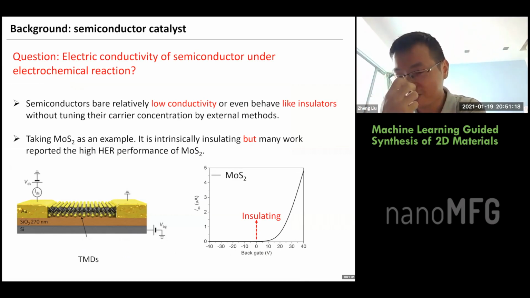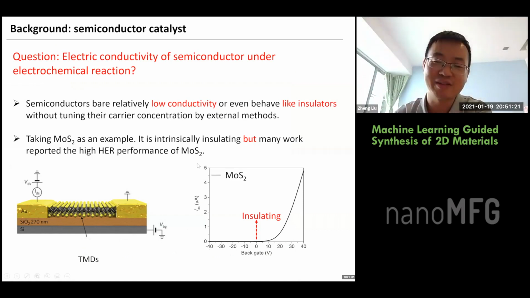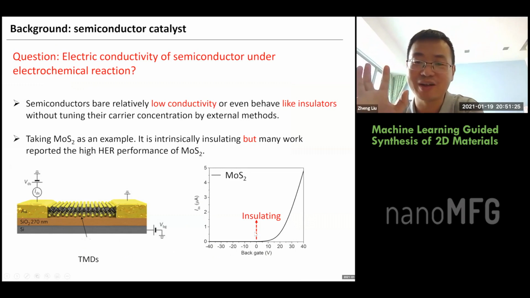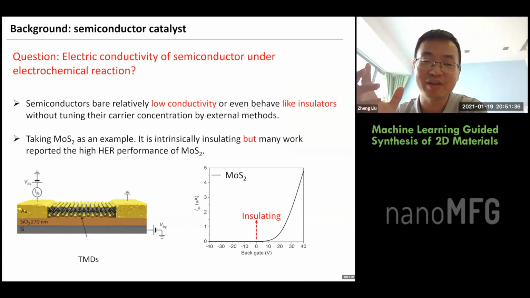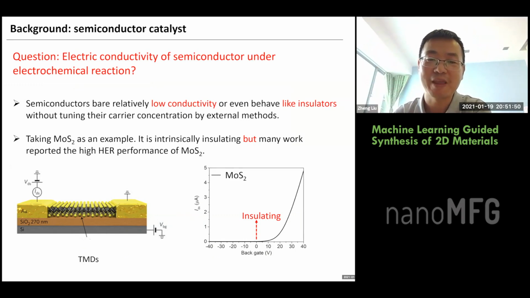But unfortunately, if you look at the transport behavior of a semiconductor, we realize that if there's no gate, the semiconductor itself is insulating. So how can an insulator transport electrons or charge, and realize a high performance catalysis reaction? It doesn't make sense, right?